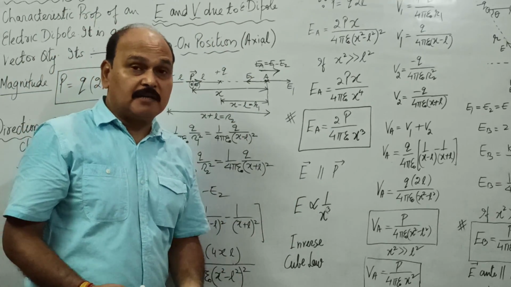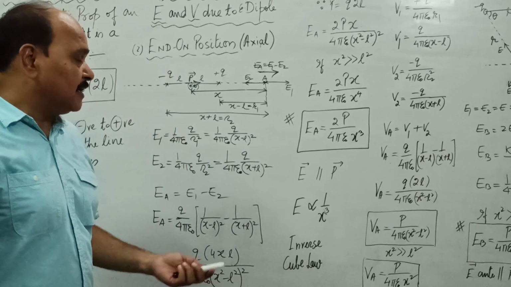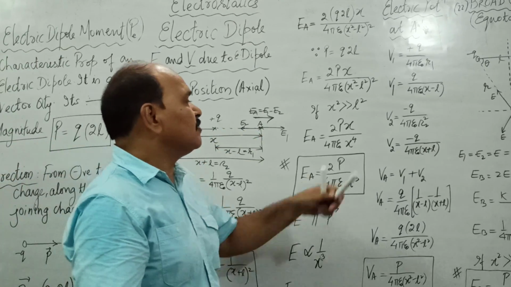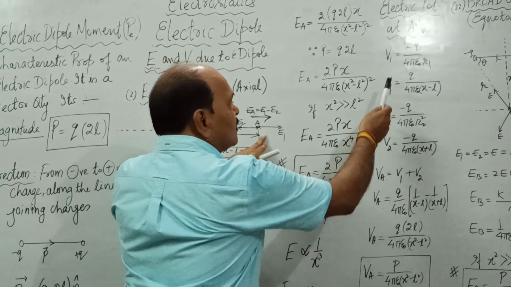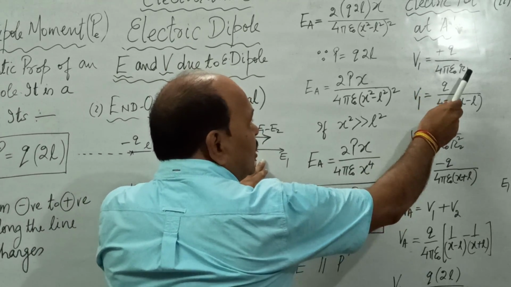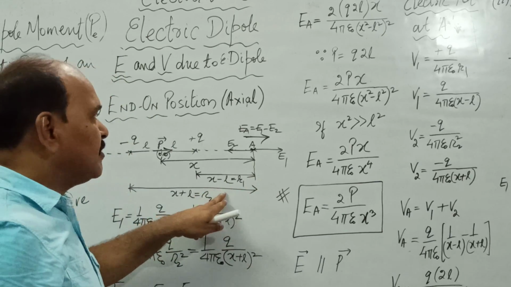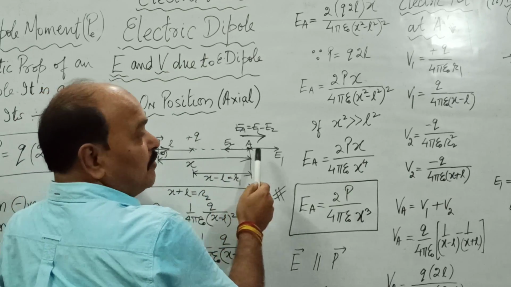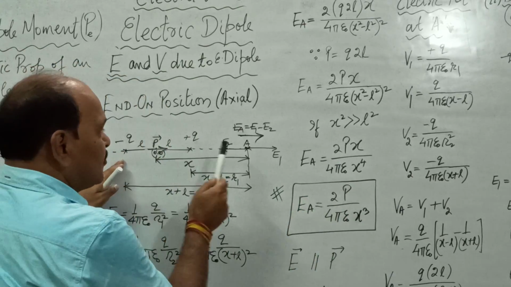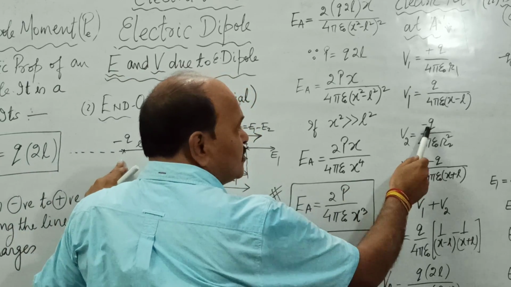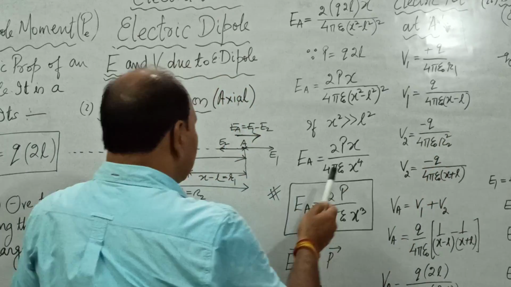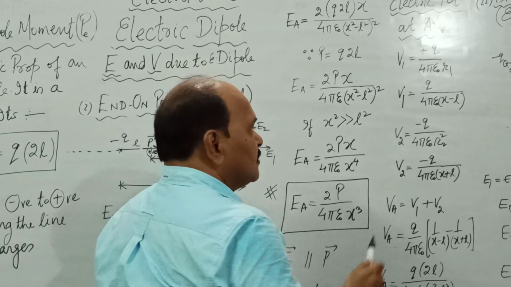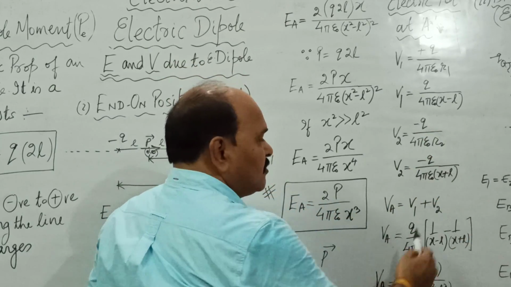And if we find out electric potential at end-on position, that is even easier. Potential because of the positive charge at point A would be plus Q upon 4 pi epsilon naught R1. And what is R1? R1 is X minus L. We substitute that here. Potential because of the negative charge here would be what? Remember, potential is a scalar quantity. For negative charge, the potential would be negative. It would be minus Q upon 4 pi epsilon naught R2. And what is R2? R2 is X plus L. If we substitute the value of X plus L here, we get this value as potential.